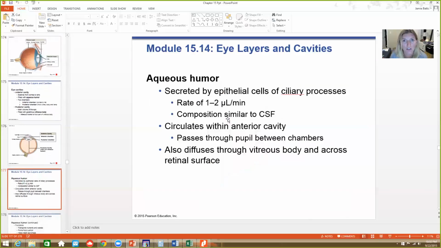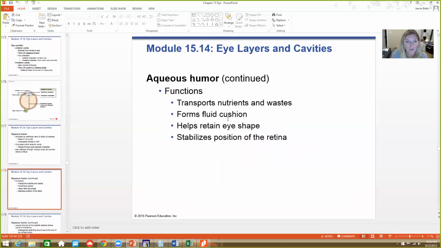Let's talk about this aqueous humor a little more. It's secreted by special epithelial cells from the ciliary processes. It's very similar in composition to cerebrospinal fluid. It circulates within that anterior cavity, and it actually is going to pass through the pupil to get to the different chambers, anterior and posterior chamber. And it will also diffuse through the vitreous body across the retinal surface. So it circulates all through the eye.